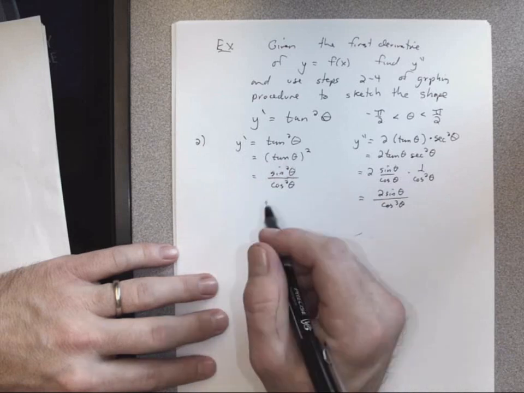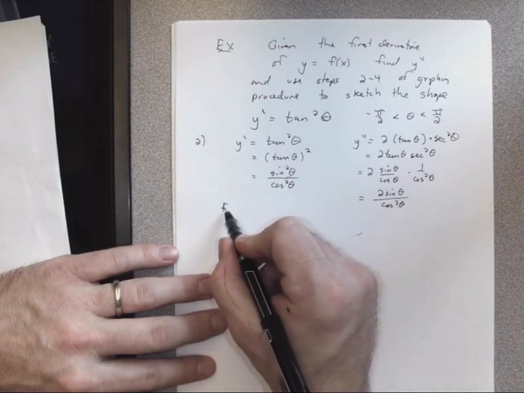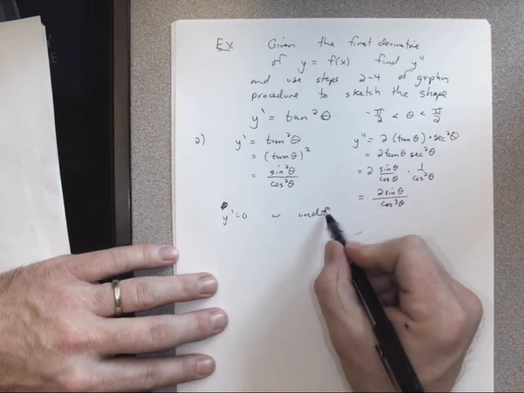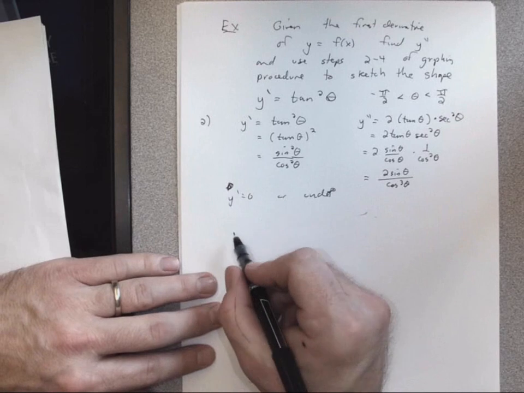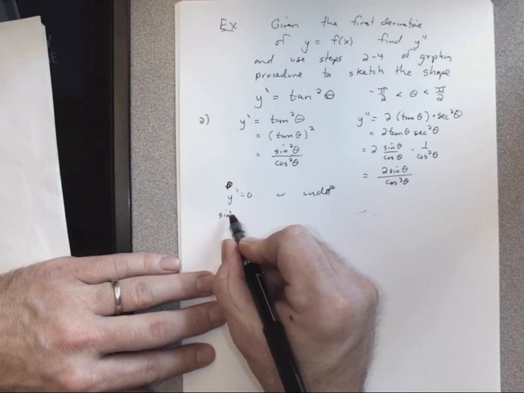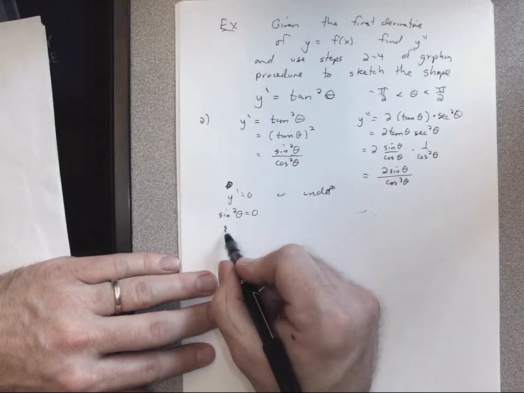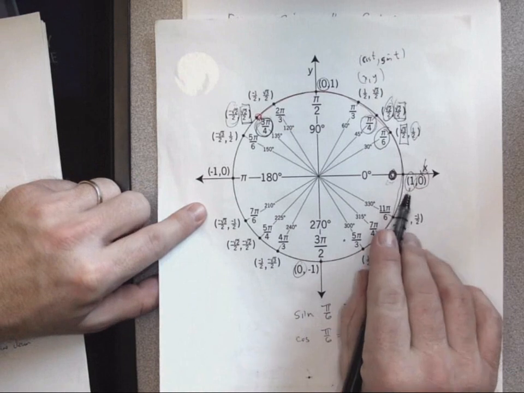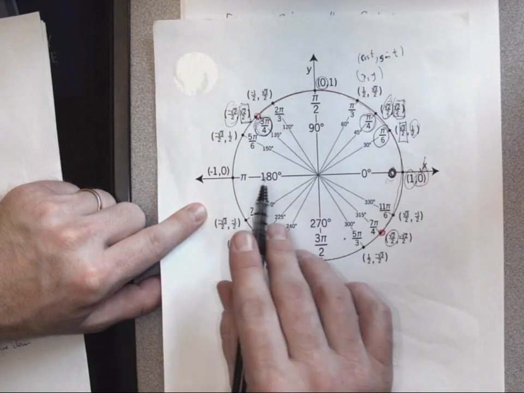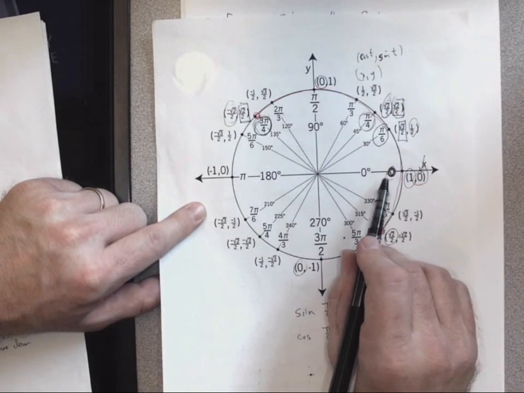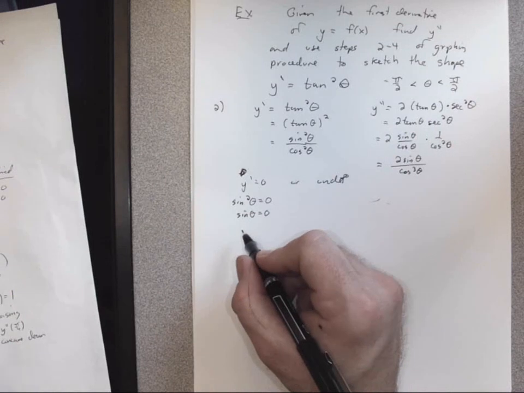So let's ask when y double prime equals 0 or is undefined. It's equal to 0 when the numerator is 0. So this is when the sine of theta is equal to 0. So going to our unit circle, the sine is equal to 0 right here and right here. Now we're only going from minus pi over 2 to positive pi over 2, so only right here. So this is theta equals 0.